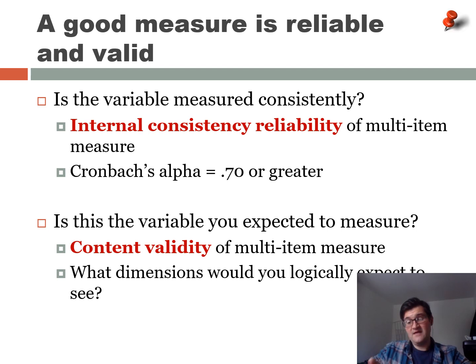And we also wanted to say, like we talked about, that this is valid, which is that the variable that you are measuring is the variable that you intended to measure. And there's lots of different ways of talking about validity. In this course, we're going to focus on content validity of a multi-item measure. What we're seeing here is whether the dimensions that you would logically expect to see are there: does the thing you're measuring look like what we would expect, and particularly what experts would expect?